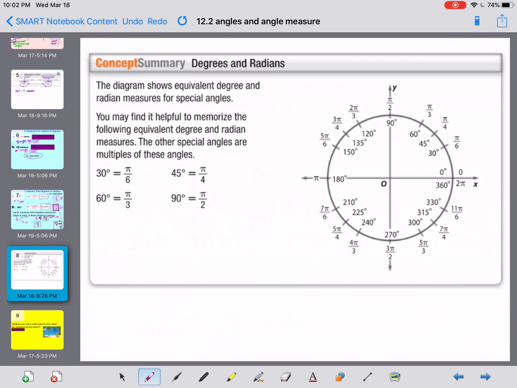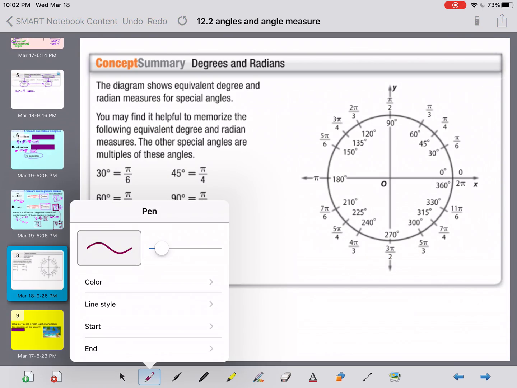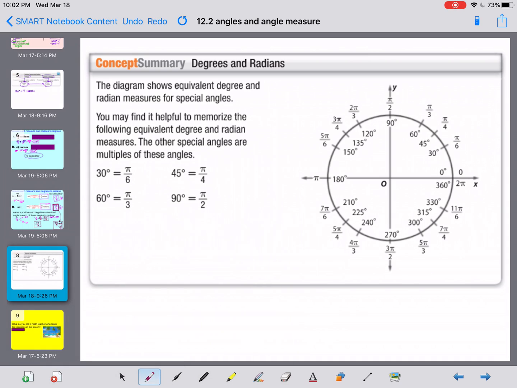This diagram is in your book. I'm not sure on what page. It just shows, we call this the unit circle. We'll get to that another day. But it shows you all the degree measures here on the inside of the circle. So 0, 30, 45, 60, 90, right? It's going in a positive direction. It goes all the way around. It's also showing on the outside the radian measures. So 0, pi over 6, pi over 4, pi over 3, pi over 2.